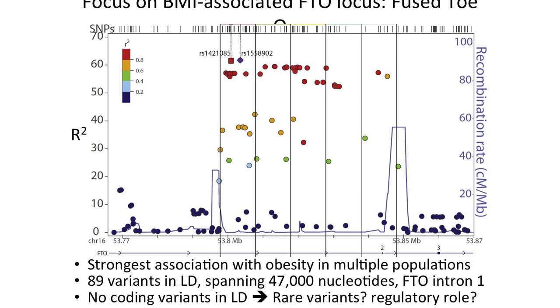And this is the strongest association with obesity across African, European, and Asian populations. And this spans the majority of intron 1 as well as a small part of intron 2 of FTO. And there are no coding variants in LD, so it could be either rare variants or a regulatory variant.